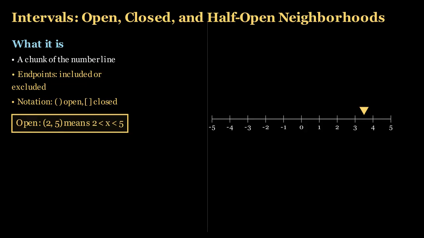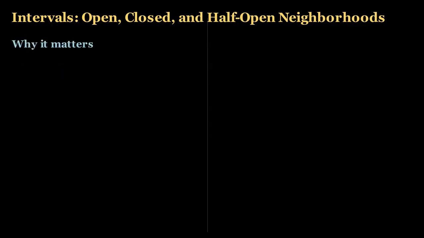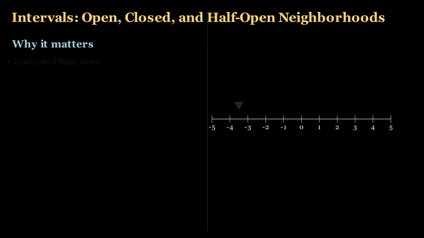Think of it like a rope bridge. An open interval means you can stand anywhere on the bridge but not on the posts at the ends. A closed interval lets you stand on the posts too. Why do we care so much about whether endpoints are in or out? Because calculus is all about getting infinitely close to a point, a limit. To talk about approaching a number, we need a fuzzy zone around it, a tiny neighborhood where we can look at what a function is doing.